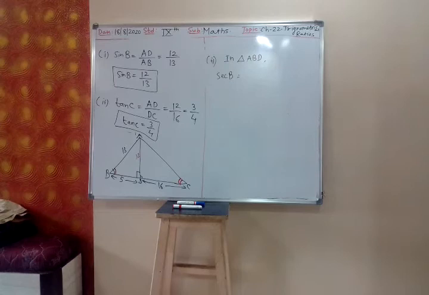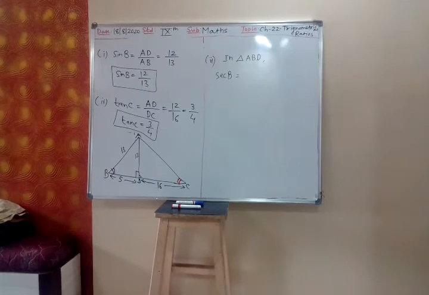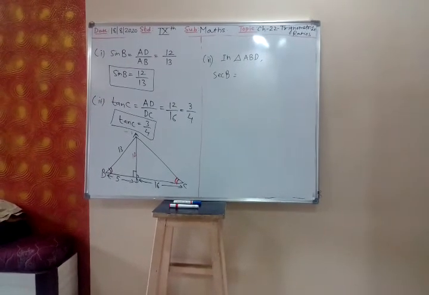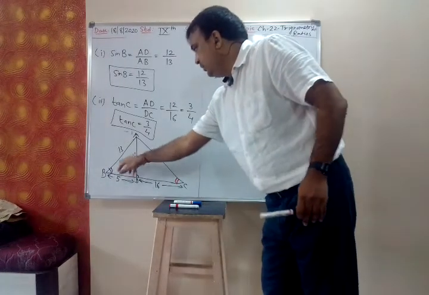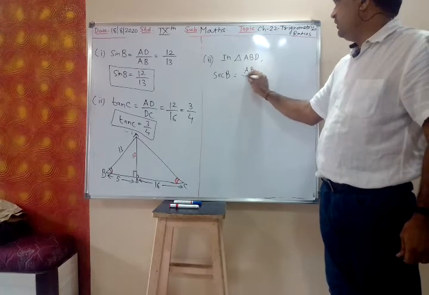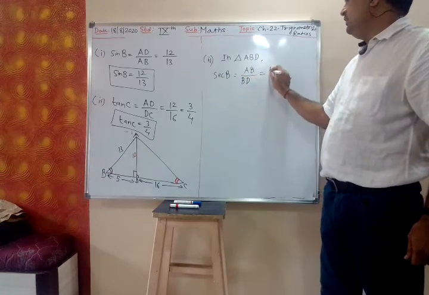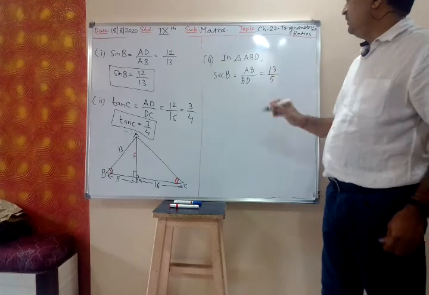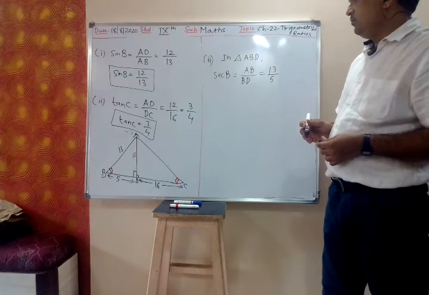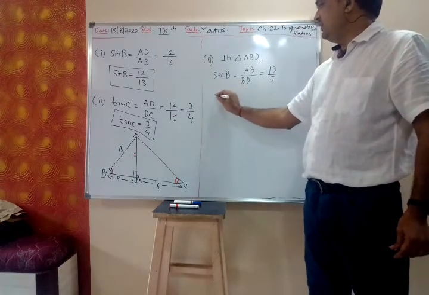I think now it is clear. Find sec B. Sec B is reciprocal of cos, so that is hypotenuse AB upon adjacent. Adjacent is BD, that is 13. AC we will find afterwards; till now we are not requiring AC.